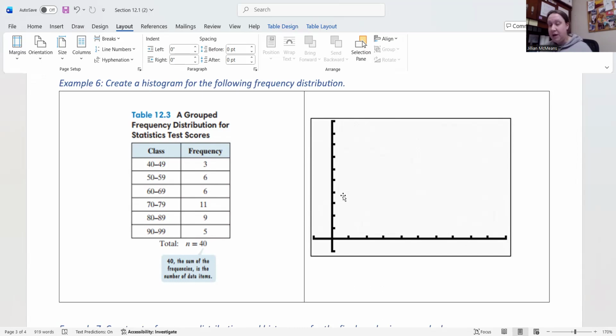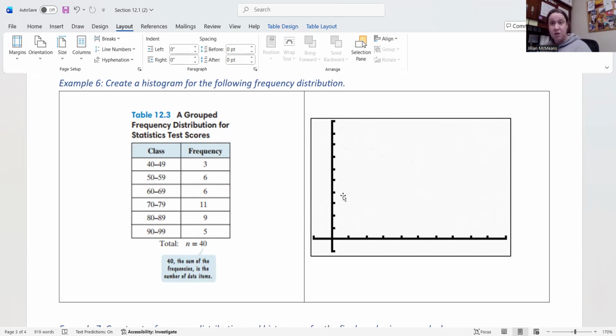Okay, so then somebody went through and they're like, okay, in this class of 40 kids, how many had scores in the 40s? Well, there were 3. We don't know what the scores were, but we know that there were 3 scores in the 40s. We have 6 scores in the 50s. Again, we don't know the individual specific score, but we know there were 6 scores in the 50s.